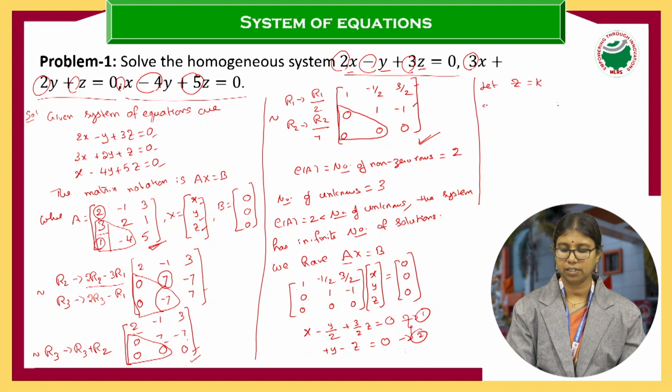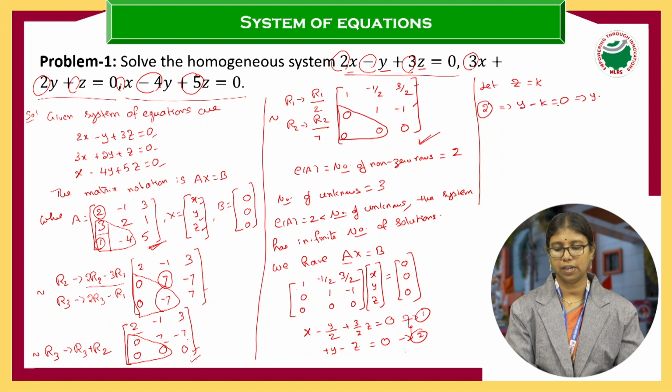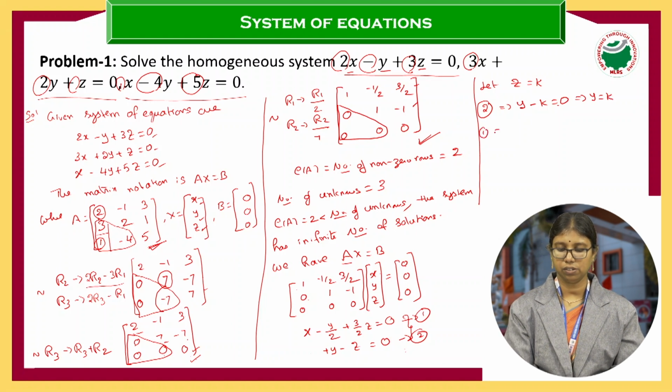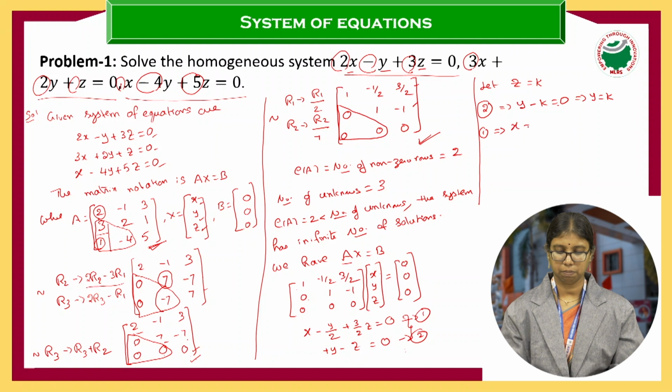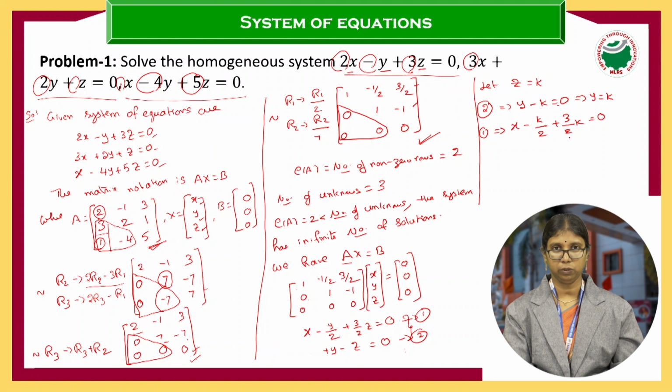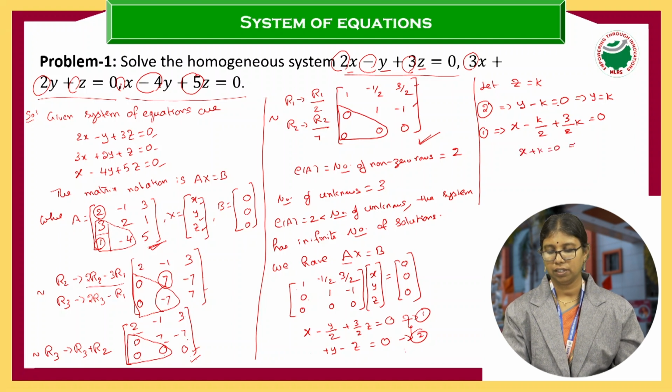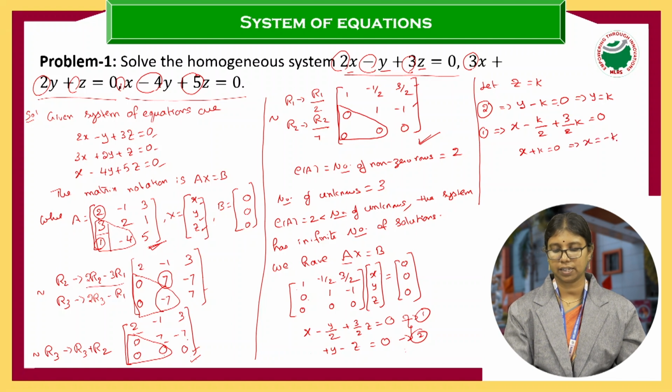So if you take the z value in equation 2, then you will get y minus z, that is y minus k, equal to 0. That means y is equal to k. Now take both z and y as k in equation 1. Then this is x minus y by 2, that is k by 2, plus 3 by 2 z, which is again k, equal to 0. So minus 1 by 2 plus 3 by 2 is 2 by 2. 2s are cancelled. You will get x plus k equal to 0. That means x is equal to minus k.